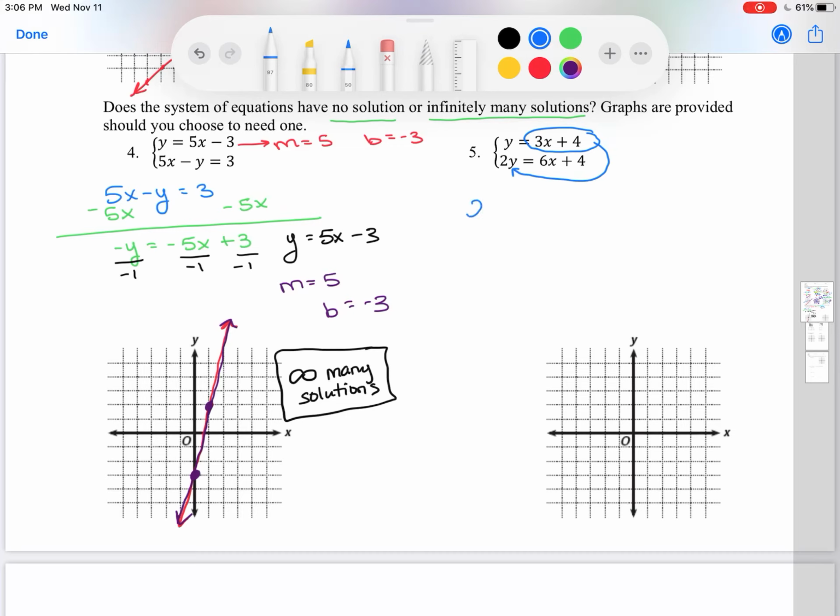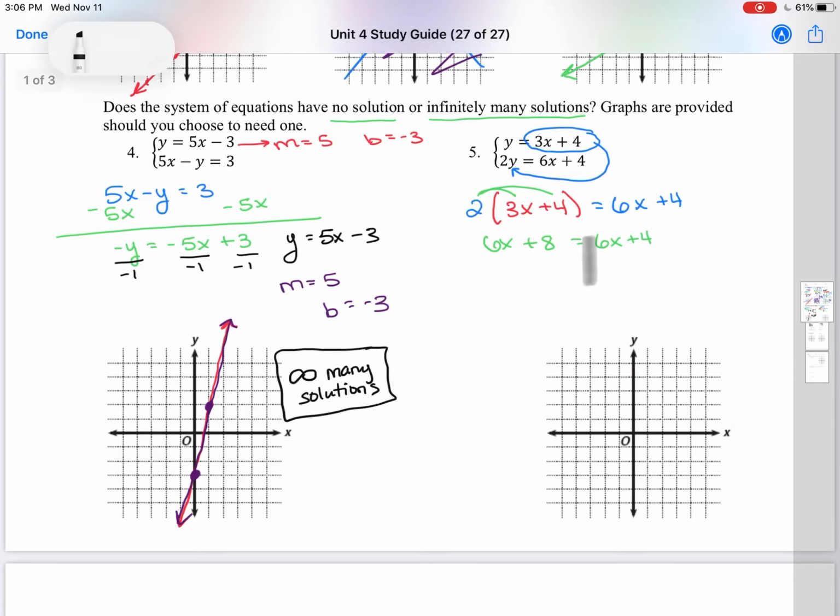All right. For question 5, I will use the substitution method. Again, if you like the graphing method, you can use that. That's totally fine. And I get to take this function now, and I'm going to replace it with my y on the other function. So that's going to give me a 2 parentheses 3x plus 4 equals 6x plus 4. Continuing on, I'm going to distribute my 2 into the parentheses, giving me a 6x plus 8 equals 6x plus 4.